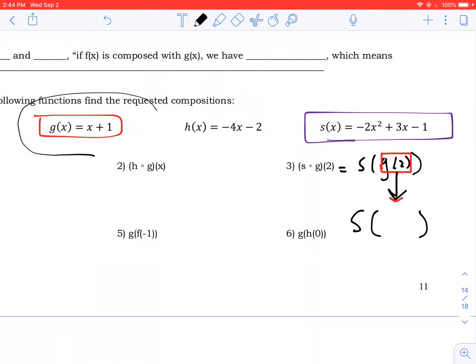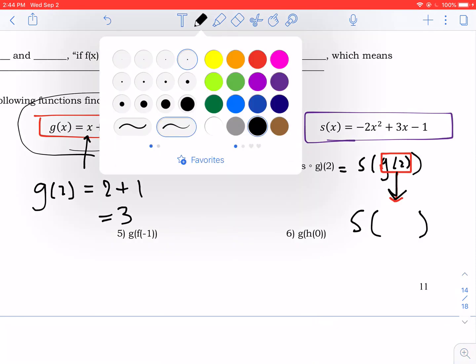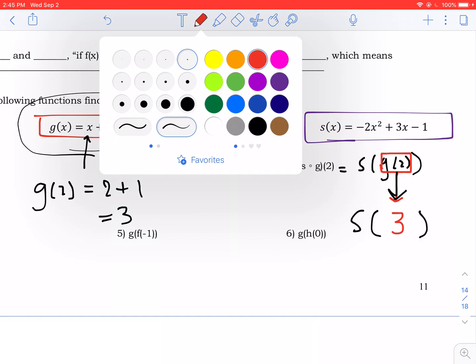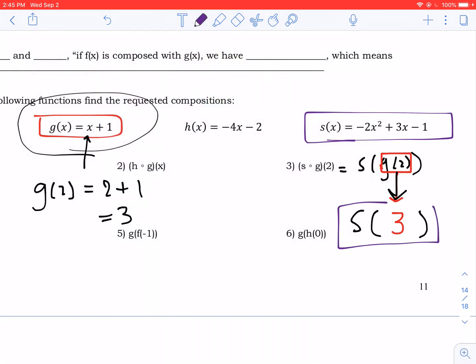Now remember, g of 2 is just what you get when you plug in a 2. So what's 2 plus 1? That's 3. So we've just shown that g of 2 is really 3. Right? G of 2 is 3. Okay, so now that we've found the inside piece, let's look, what's s of 3? S of 3.